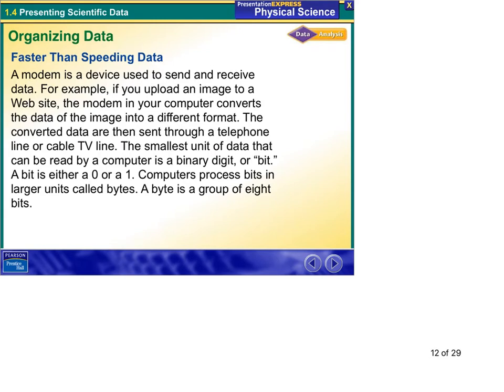Modem, a device used to send and receive data. If you upload an image to a website, the modem converts the data into a different format. The converted data is sent through a telephone line or a cable TV line. The smallest unit of data that can be read by a computer is a binary digit, or bit. A bit is either a 0 or 1. Computers process bits in larger units called bytes. A byte is a group of 8 bits.